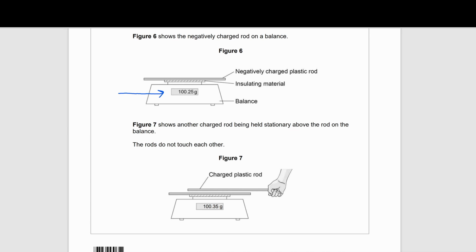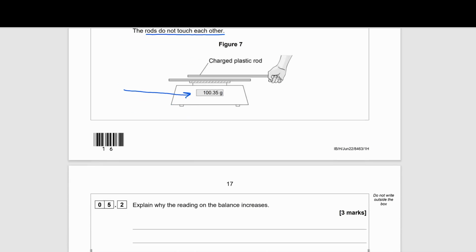Figure 7 shows another charged rod being held stationary above the rod on the balance. The rods do not touch each other. So looking at figure 7 now, there's a little gap between the two rods, but the reading on the balance has changed. It's gone up to 100.35 grams.